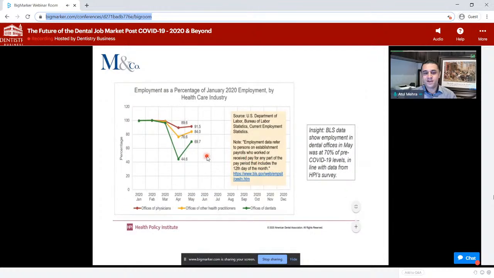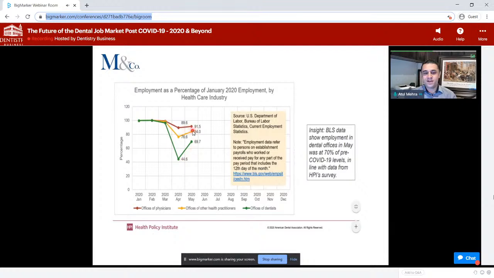This chart looks at the different economic employment numbers of how things went down in dentistry, for example, and then they've popped back up to about 70%. So a lot of the employment levels have gotten back up to about 70% of pre-COVID numbers, which is a pretty good bounce back, and that includes all front desk assistants, associates, and all. And it was down to about 44% in the lockdown period.